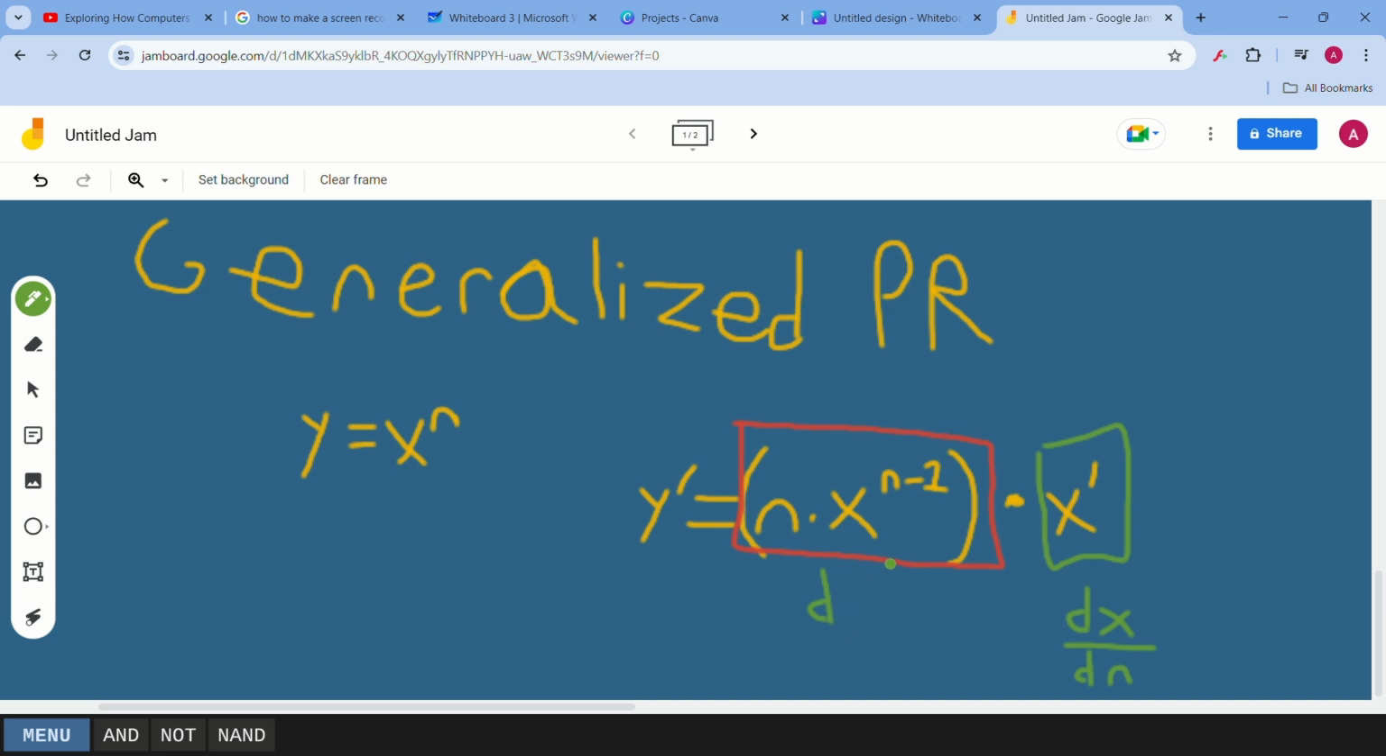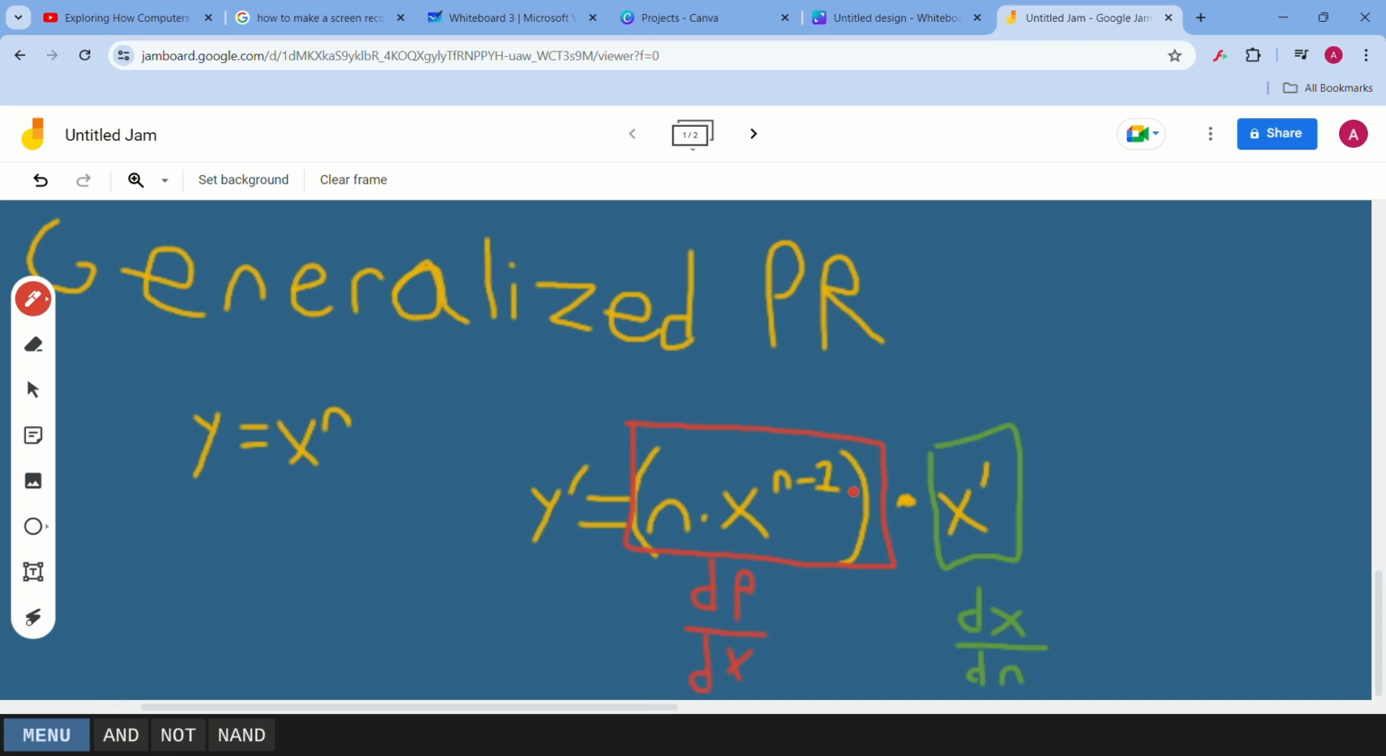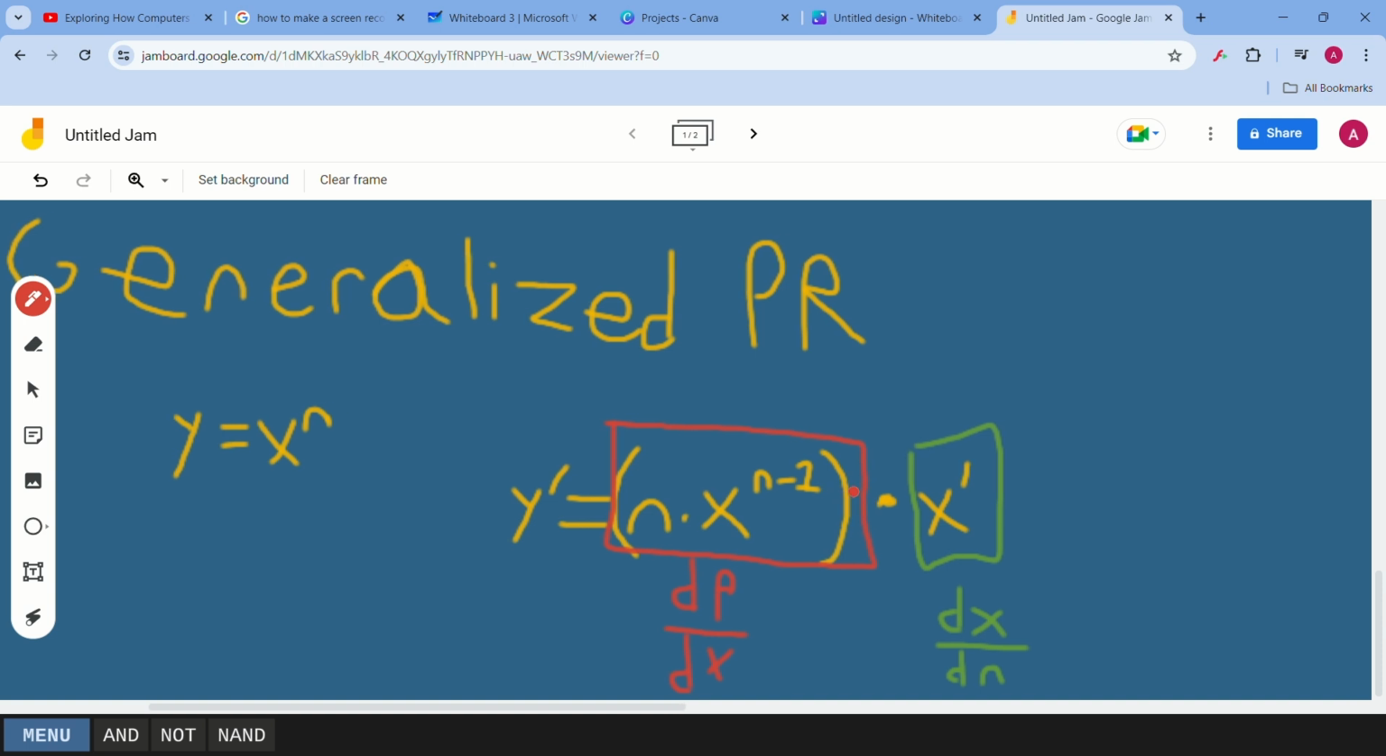Yes, dp over dx. I should probably use a different color, yeah, red. dp over dx. So I'm gonna give y'all a couple of moments to look at this. Pause the video if you like, and then we're gonna move on to the example.